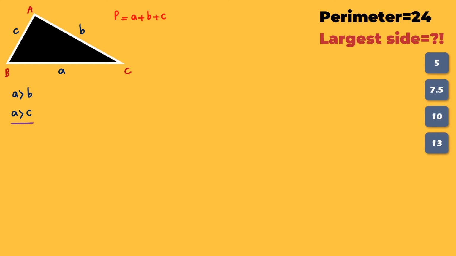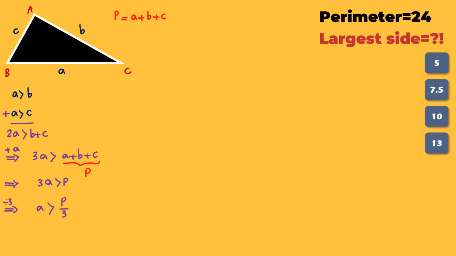First of all, I'm going to add these inequalities, and I'm going to get 2A is greater than B plus C. Now, by adding A to both sides of this inequality, I'm going to get 3A is greater than A plus B plus C. And guess what? A plus B plus C is the perimeter, P. So 3A is greater than P. Now, by dividing both sides by 3, we get A is greater than P over 3.